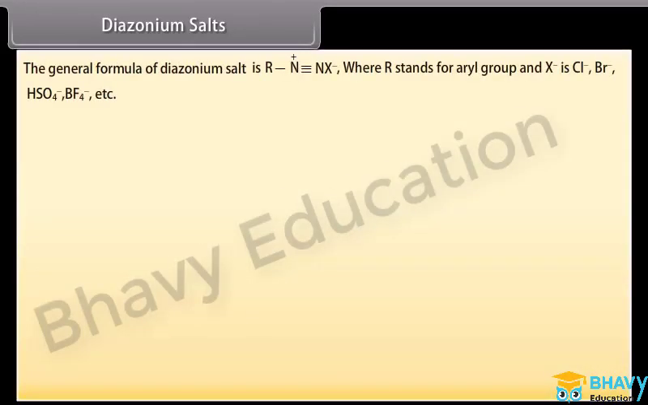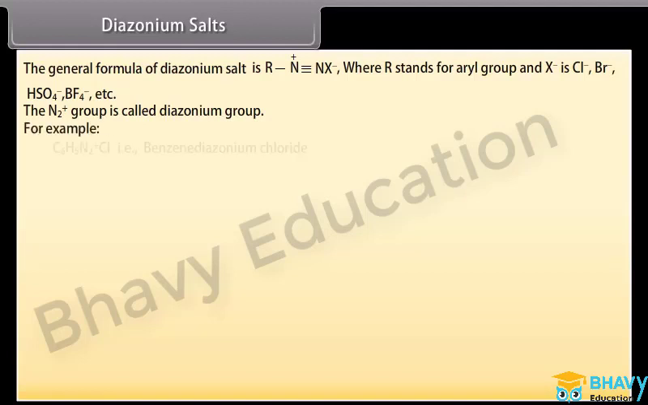Diazonium salts. The general formula of diazonium salt is RN2+ X-, where R stands for aryl group and X- is chloride ion, bromide ion, hydrogen sulfate ion, or tetrafluoroborate ion. The N2+ group is called the diazonium group.